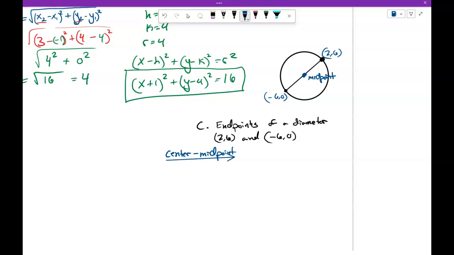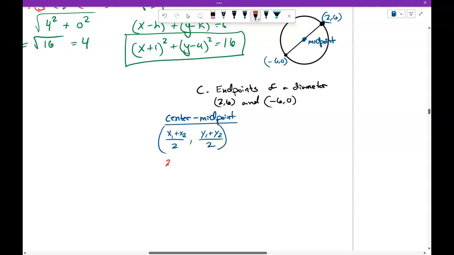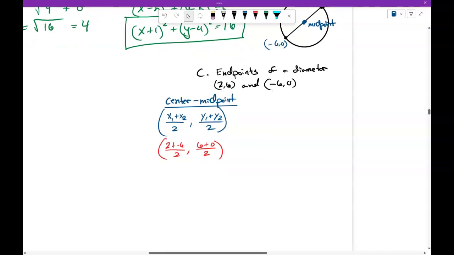Recall that our midpoint formula is the sum of the x's, x1 plus x2 divided by 2, and the sum of the y's divided by 2. So we take our x values, 2 plus -6 divided by 2, our y values, 6 plus 0 divided by 2. Simplify. We get a center located at (-2, 3). There's our values for h and k.